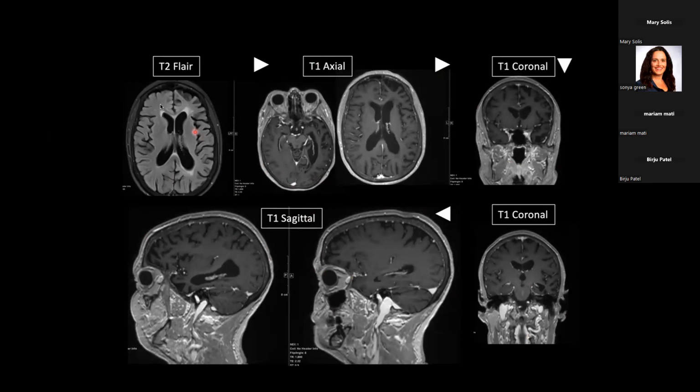So I see somebody saying frontal disease. So pretty astute there, right? You're looking here on the FLAIR image, you can see a little bit there. The T1 makes it a little more obvious, right? On this left side of the brain. The right side looks relatively well preserved.